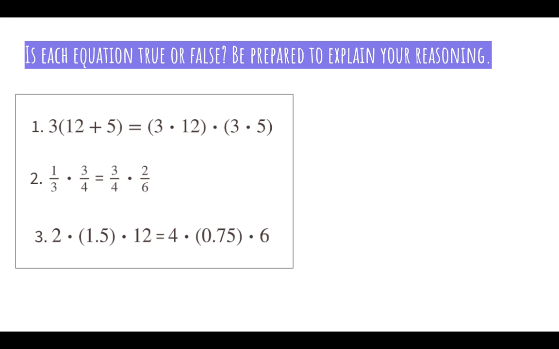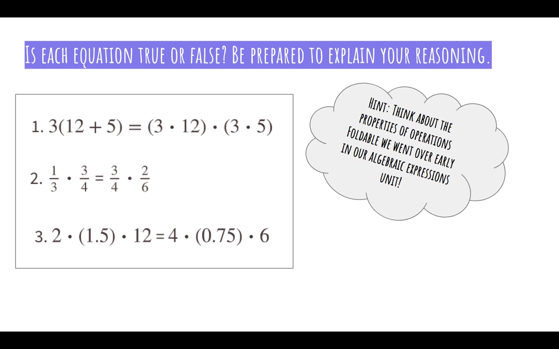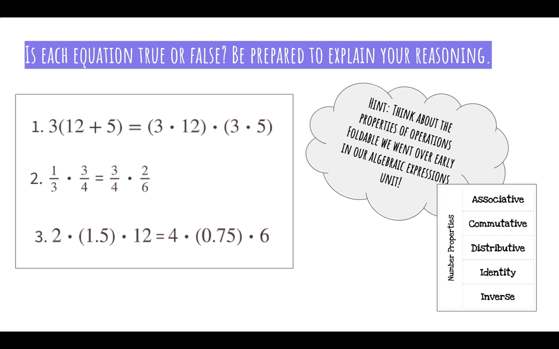Now, before you jump into these and just simplify both sides, I really encourage you to think about the properties of operations we talked about earlier in our algebra expressions unit. You have a foldable in your notebook that looks like this. This might help you identify some properties you could use without having to fully simplify both sides. Please work through numbers 1, 2, and 3 on the next page of your spiral notebook. Pause the video while you're solving. Then when you're done solving, you can continue to play the video to check your answers.